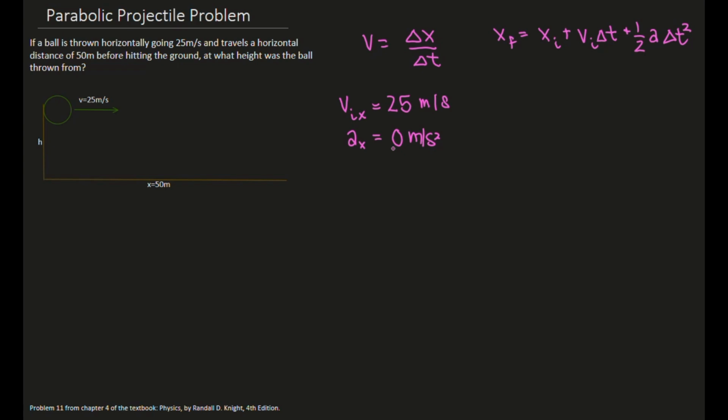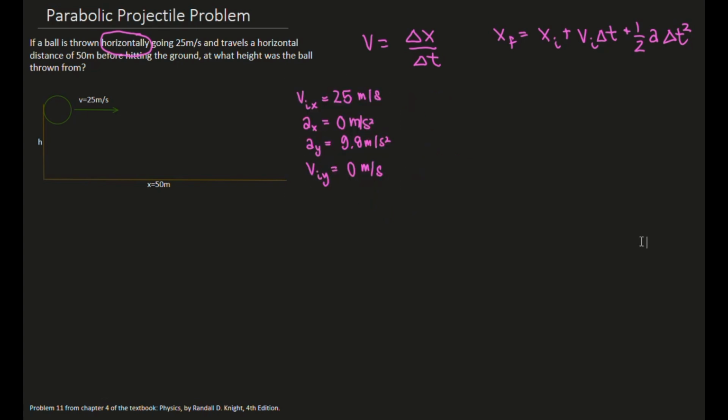So that answers our next question, do I have acceleration in the y direction? And the answer is yes, it's gravity, so 9.8 meters per second squared. And then do I have an initial velocity in the y direction? By the nature of the problem, because the ball is only thrown horizontally, the answer is no. I do not have a velocity in the y direction.